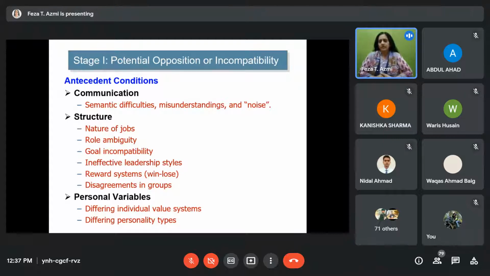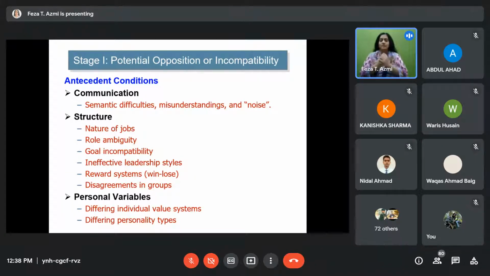What are semantic barriers? Can somebody explain semantics? Kanishka? Related to language. Okay, so semantics is basically about language, about the meaning of words. That's the literal meaning of semantics. What words mean. Do words mean the same thing for everybody?